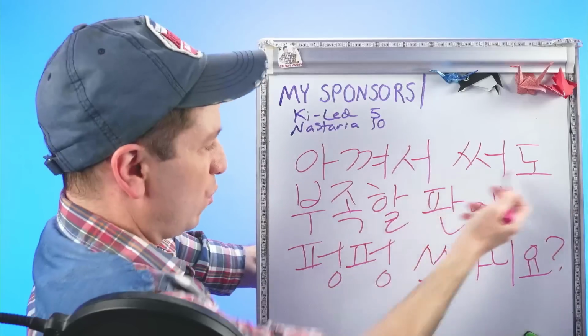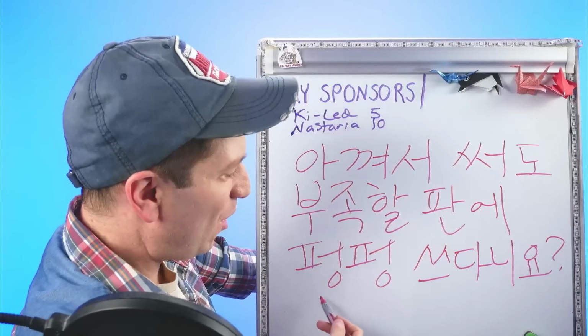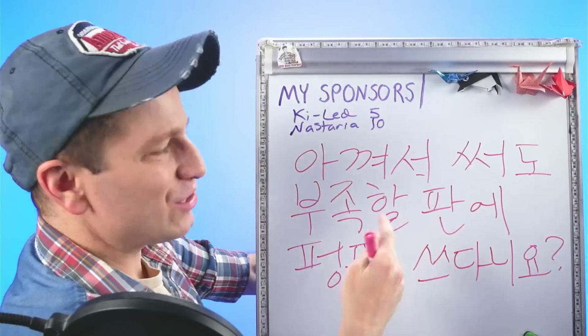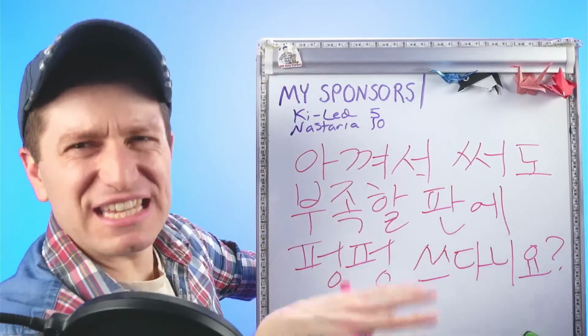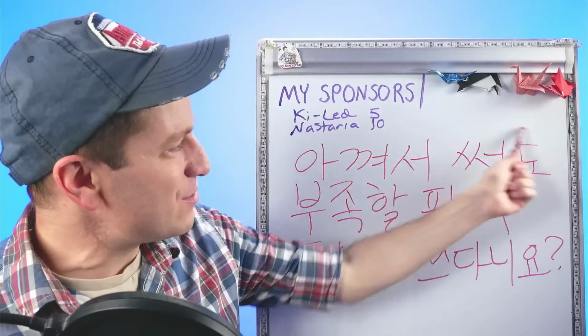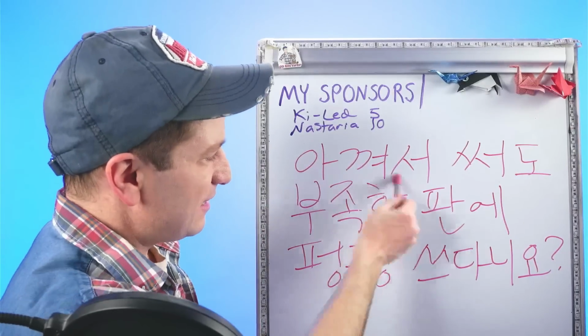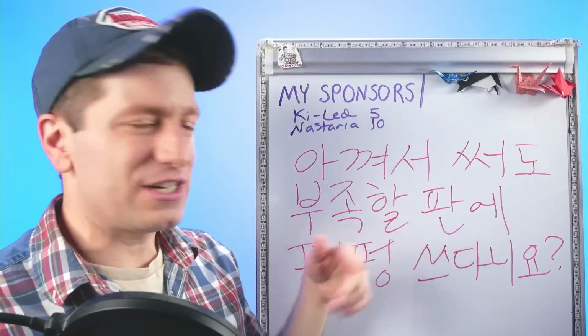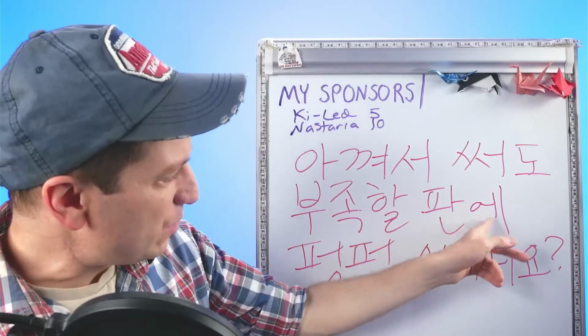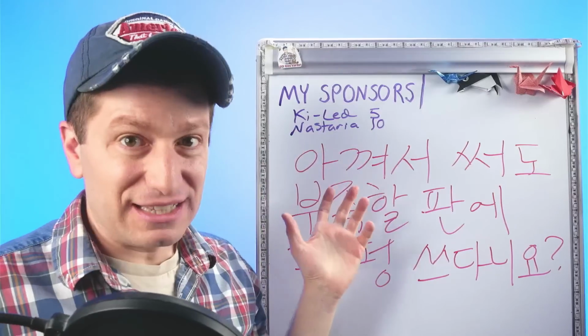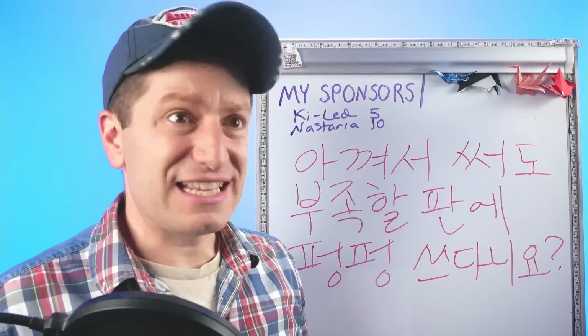아껴서 써도 부족할 판에 펑펑 쓰다니요? So 아껴서 쓰다 or 아껴 쓰다 means to use something sparingly. Even if we use it sparingly, 부족하다, to not be enough. 부족할, again, this is future tense, but you can also think of it as like would be. So in a situation where it wouldn't even be enough if we used it sparingly. So even if we use it sparingly, it's not going to be enough.